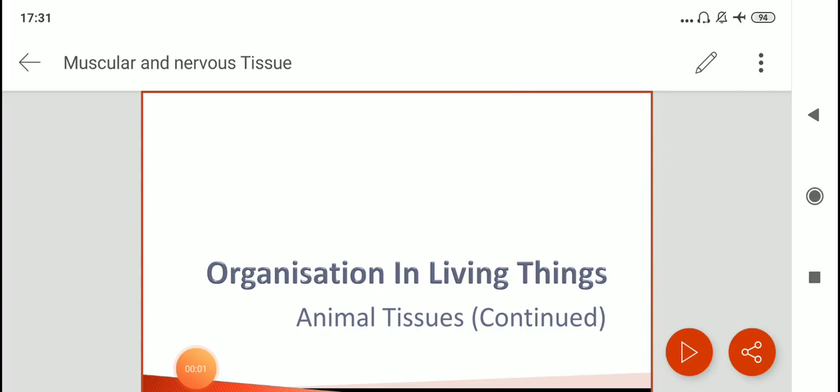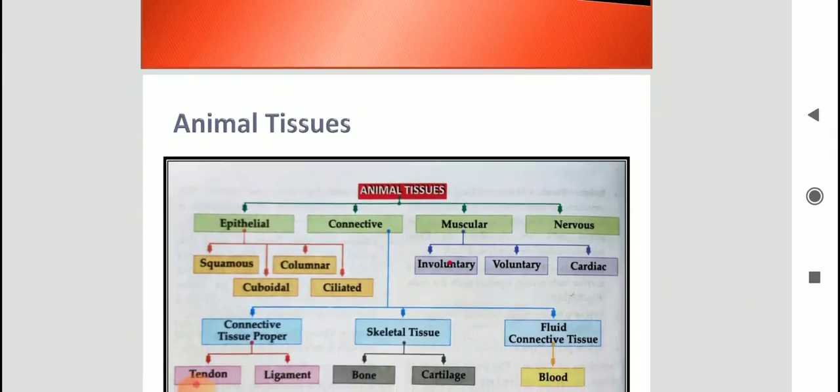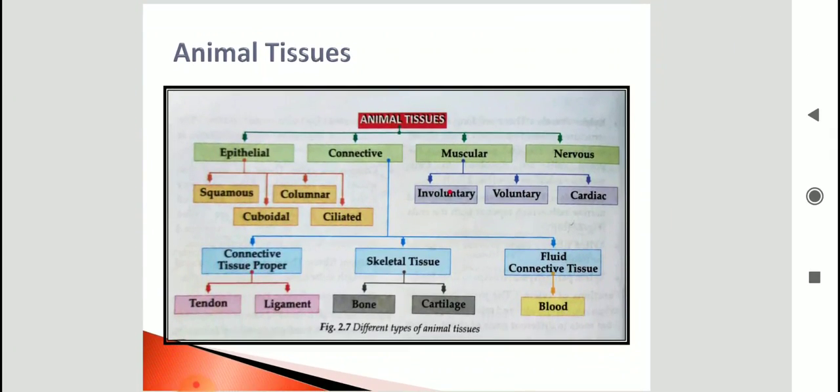Good morning, children. We were studying organization in living things and we studied about animal tissues. We studied two different types of animal tissues, epithelial tissues and connective tissue. Now, today we will continue with animal tissues and we will try to focus on muscular and nervous tissue.